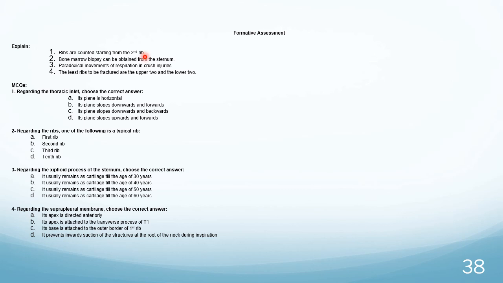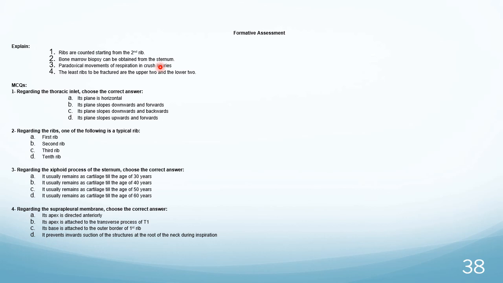Bone marrow biopsy can be obtained from the sternum because, number one, the sternum lies subcutaneously. Number two, it has a thin layer of compact bone. Number three, through a needle and local anesthesia, we can introduce it and obtain this biopsy for examination.